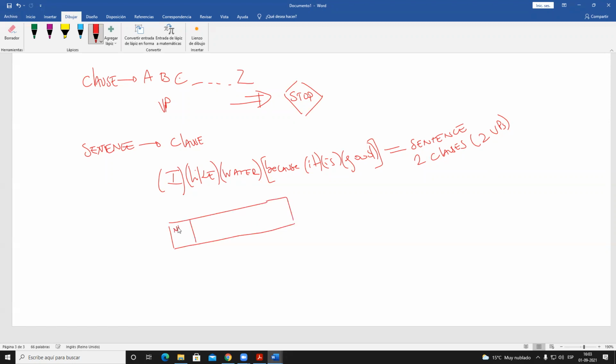Aquí tengo mi noun phrase subject. Aquí tengo mi verb phrase verb. Aquí tengo mi noun phrase object. Y aquí tengo mi relative clause adverbial. Y adentro de esta relative clause adverbial está because, it is good. ¿Cachai? No sé si queda claro.